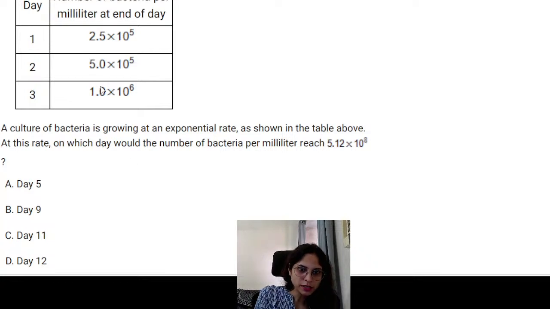At this rate, on which day will bacteria reach 5.12 times 10 to the power 8? So you do not know the number of days, but you know this is 5.12 times 10 to the power 8. So I'm just adding it over here.